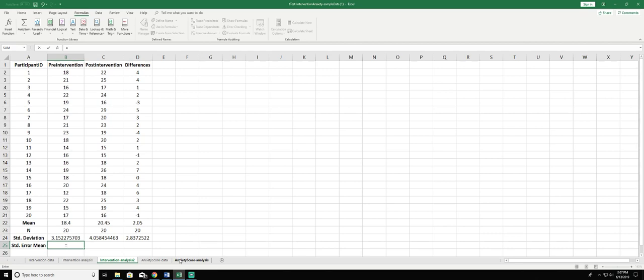So you will take your standard deviation, so that is located in cell B24, and then you're going to divide that by the square root of your sample size, which is B23. Remember your parentheses, friends. And that lines up. So just click this, drag it across, it copies your formula.